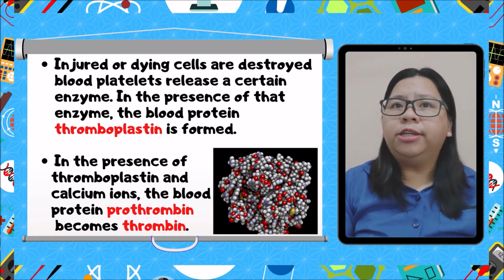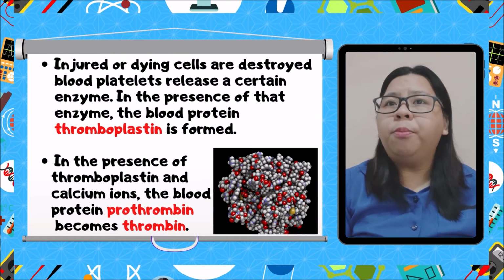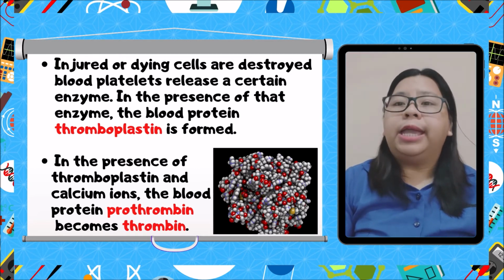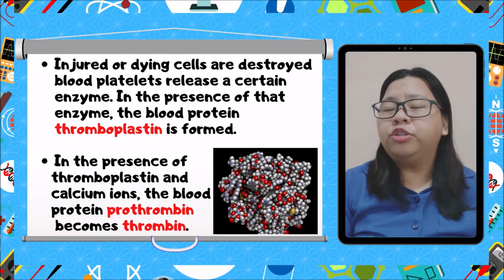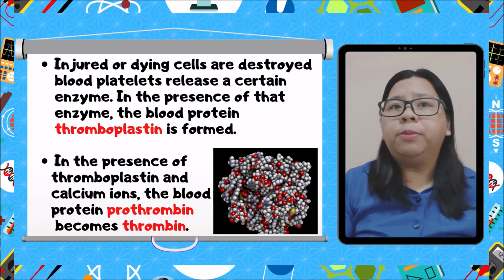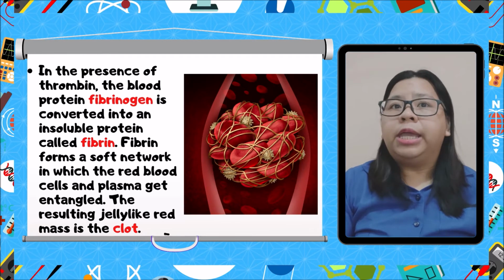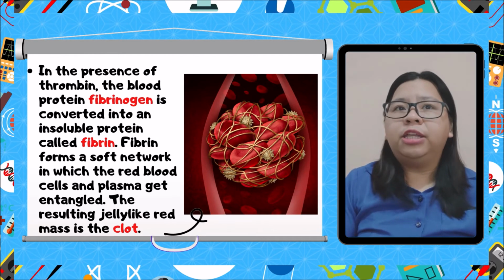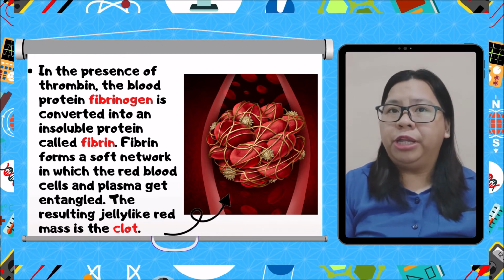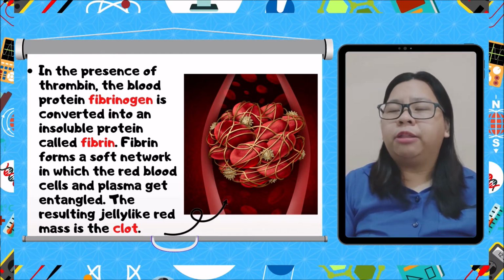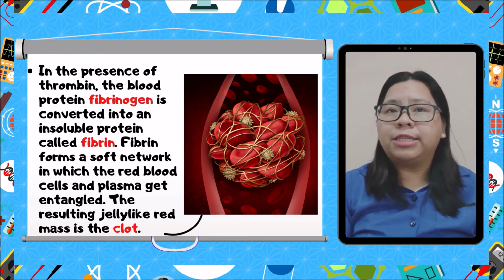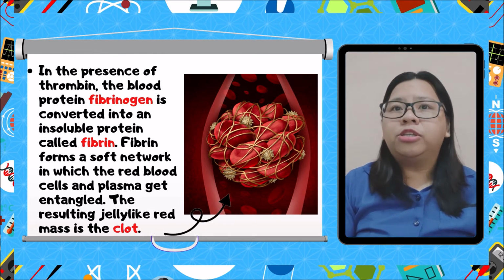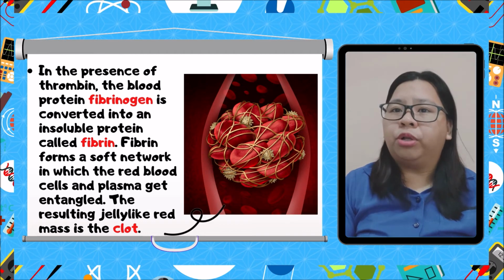Injured or dying cells or destroyed blood platelets release a certain enzyme. In the presence of that enzyme, the blood protein thromboplastin is formed. In the presence of thromboplastin and calcium ions, the blood protein prothrombin becomes thrombin. In the presence of thrombin, the blood protein fibrinogen is converted into an insoluble protein called fibrin. Fibrin forms a soft network in which the red blood cells and plasma get entangled. The resulting jelly-like red mass is what we call a clot.